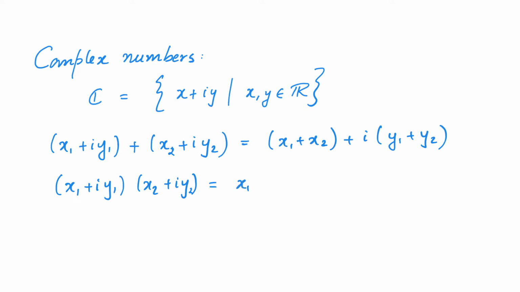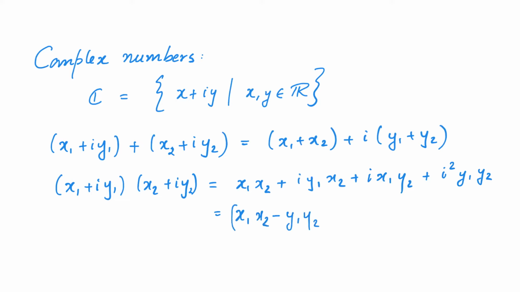We can look at x1 x2 plus i times y1 x2 plus i times x1 y2 plus i square times y1 y2. Now we use the identity that i square is equal to minus 1. We can rewrite this as x1 x2 minus y1 y2 plus i times y1 x2 plus x1 y2. So in this manner, we can multiply two complex numbers.